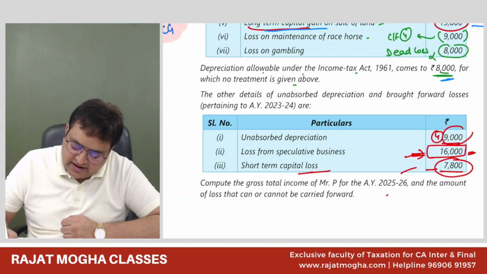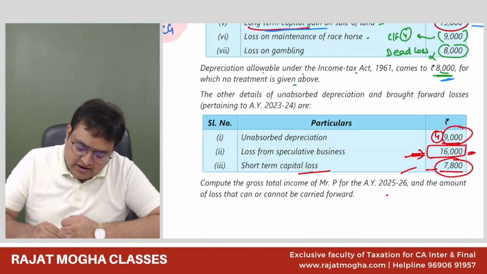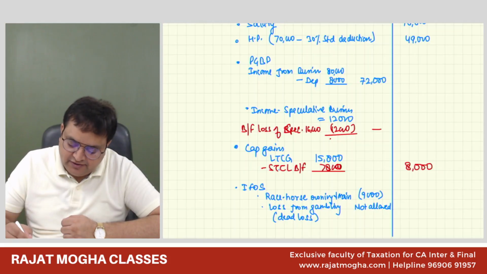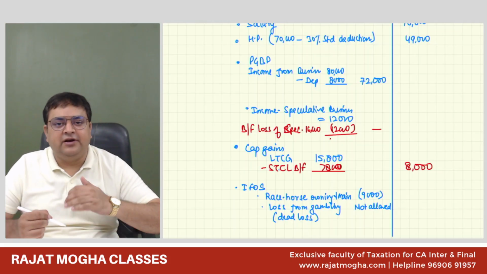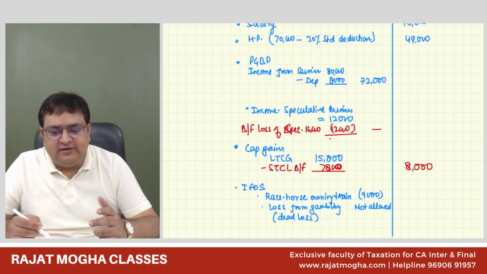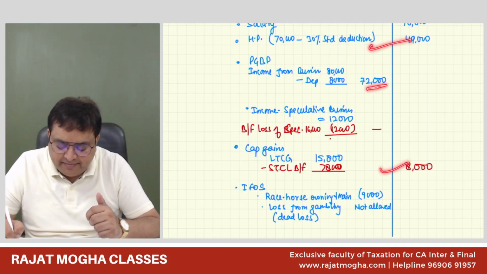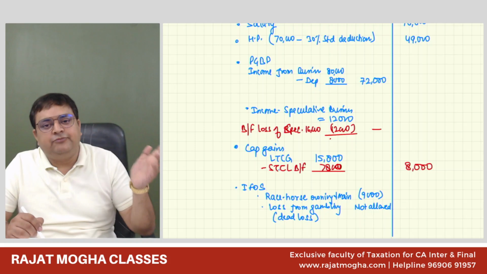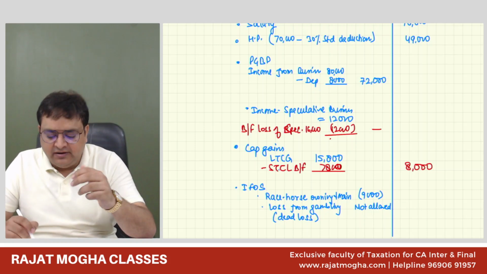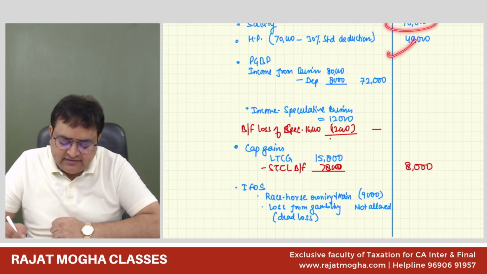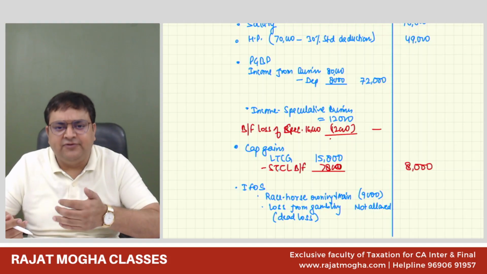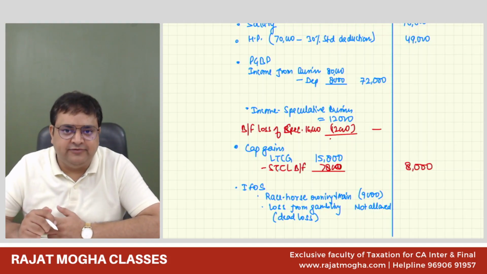Unabsorbed depreciation 9,000. Now unabsorbed depreciation is the last thing which is left. First we will try to set it off from PGBP. Even if there were no PGBP, I would have set it off from house property or capital gain also, because unabsorbed depreciation coming from last year is allowed against everything except salary. But obviously, first we give priority to PGBP.